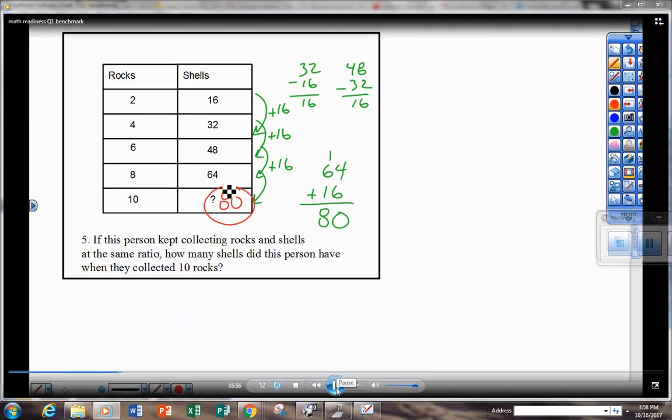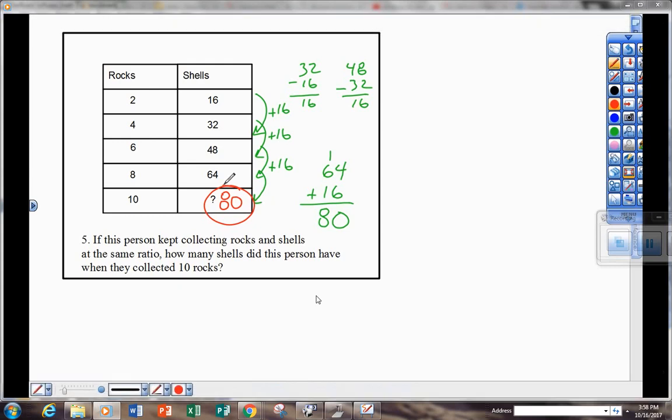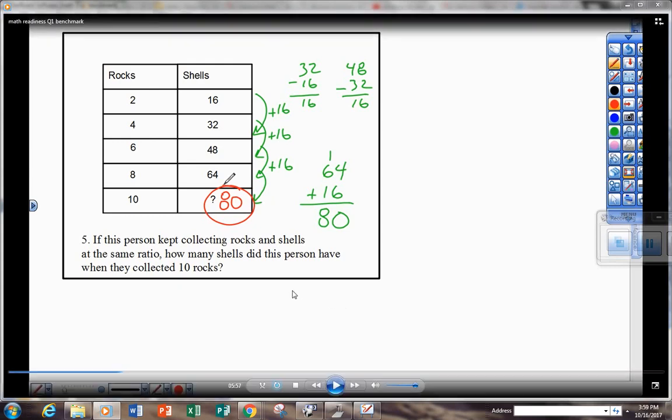Alright, for problem number 3, here it is, problem 3 on that piece of paper. I want you, using this table, to tell me what is the ratio of shells to rocks. So you could use any set of numbers here, 16 over 2, or compare 32 to 4. So again, problem number 3 on that piece of paper that you're going to use to prove to me that you're watching this. I want the ratio of shells to rocks in reduced form.